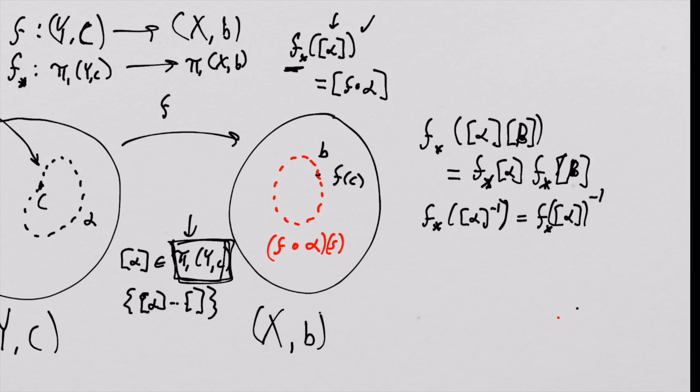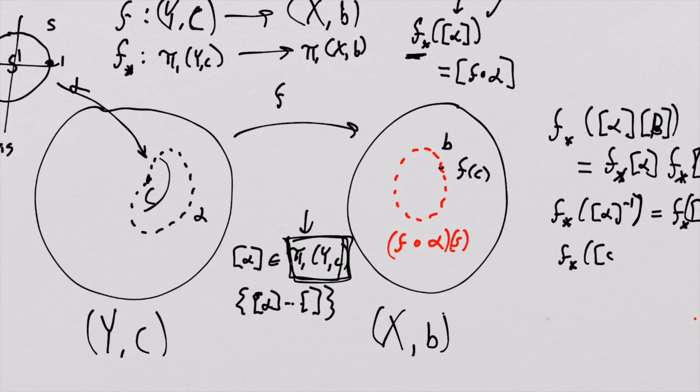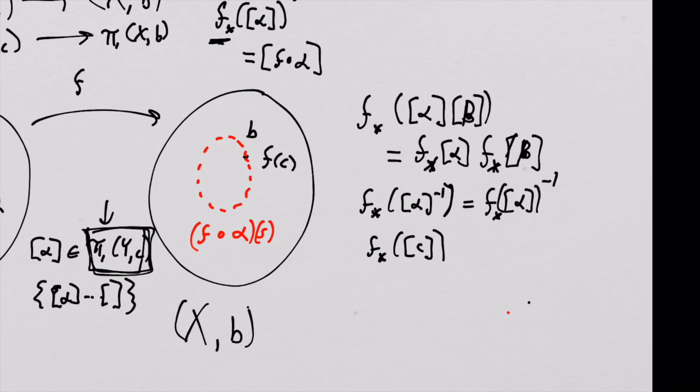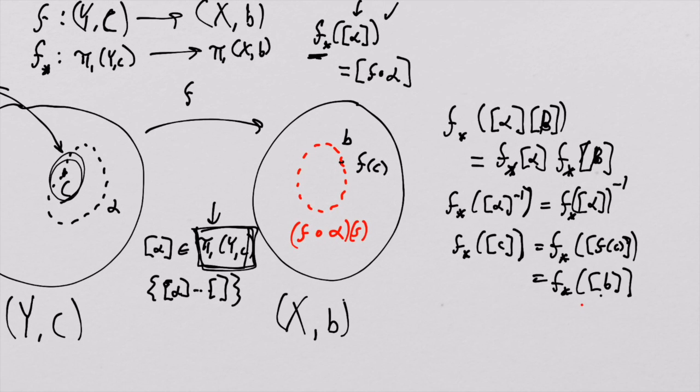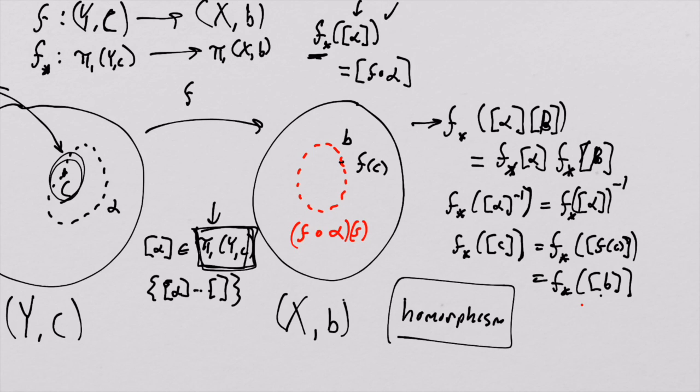And if you have a constant map, at the point C, that's what we're calling it, C. F star of the constant map is going to equal f star of f of C, which equals, by definition of how this was designed, f star of B. And so basically, what this ultimately shows is that this map here is going to be a homomorphism. It's a homomorphism between pi 1 of y at c, and the fundamental group of x at b.